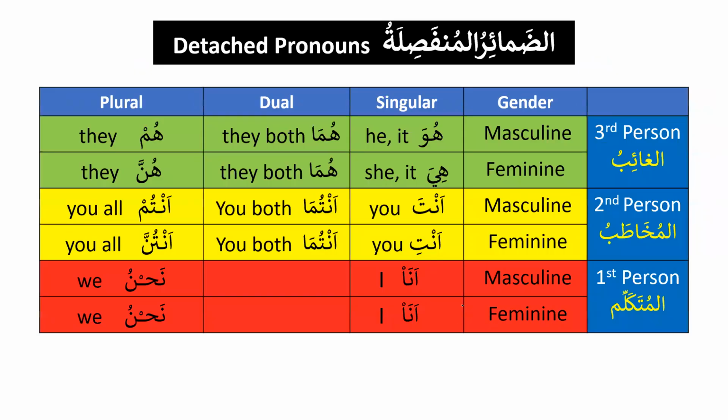The detached pronouns also, we will learn about the dual. We have already learned about the singular and the plural. For example, huwa, hum, hiya, hunna, anta, antum, anti, antunna, ana, and nahnu. And today, inshallah, we will see that for the third person, for the ghaib, the dual of huwa is huma. And for the feminine, it's the same, huma. So how do we know that huma is being used for the feminine or for the masculine?